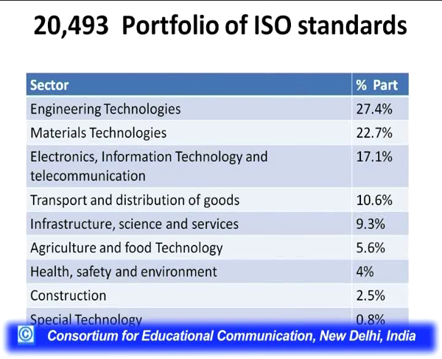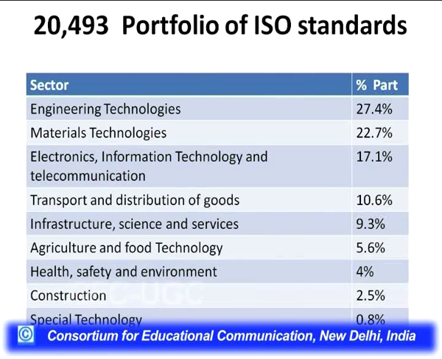Now, I think I have already told that there are approximately 20,000 different publications in the portfolio as far as ISO standards are concerned. So, here is the breakup of those 20,000 publications sector-wise. As far as the different sectors are concerned, the largest body of work has been carried out in the field of engineering technologies.